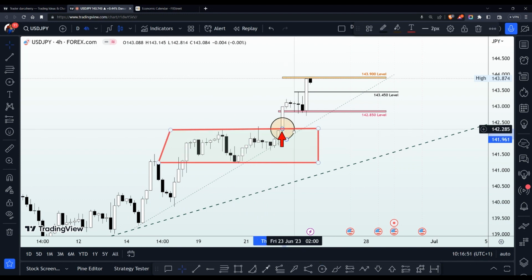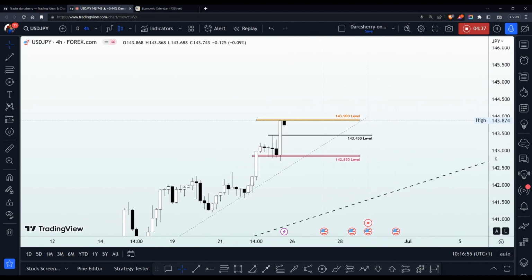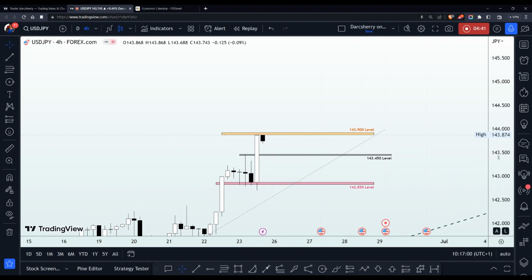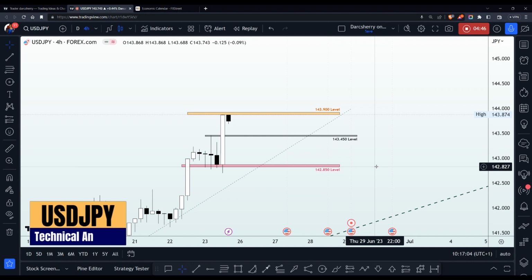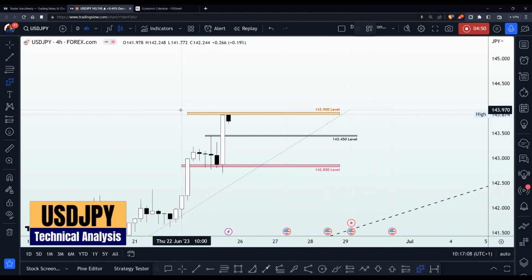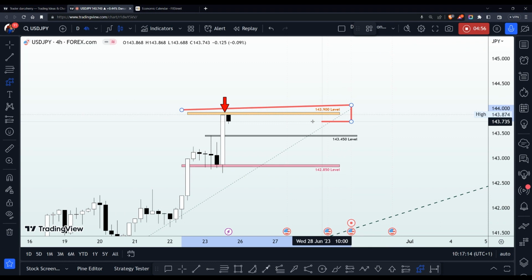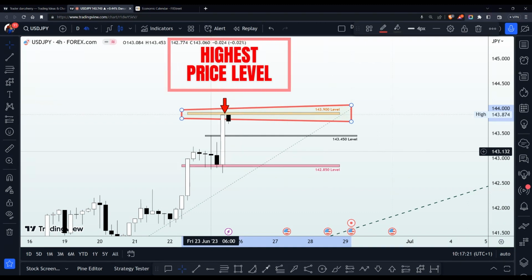Now, with the situation we have right now, I have a couple of key levels here which I'm going to be using to guide my trading activity for this week. One of the key levels I have here is our weekly key level. This is the level I will be using to guide my trading activity for the week. And one of the things that make this level important is the fact that it is the highest point price action has ever been for this year.